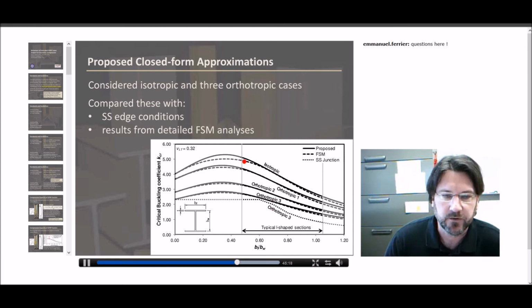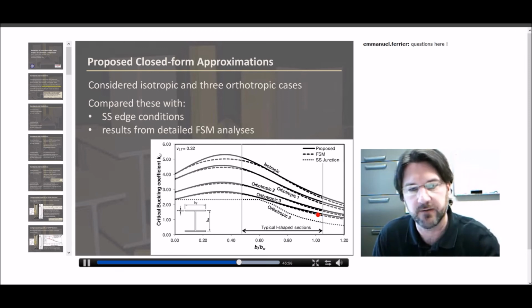And we can see the 3 different orthotropic materials up to isotropic, which would be the value for steel. The proposed equations that I'll show in a moment match very, very well with the so-called exact solution obtained from a finite strip method. And if we come down to the material that we called orthotropic 3, our predictions versus the simply supported solution predictions are significantly different and vary by a factor of about 2, up here where BF over BW is 1, which is how these sections are normally delivered to us.